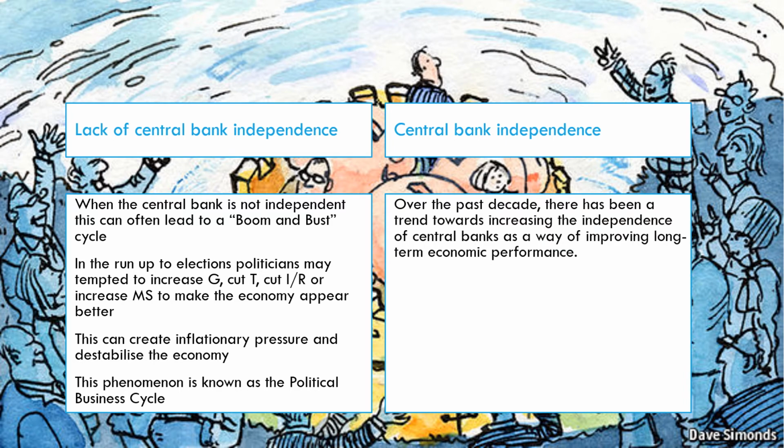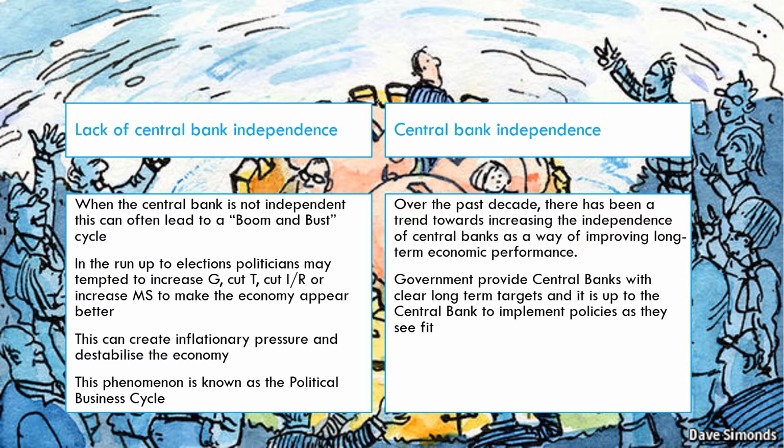When the central bank is independent, this is not necessarily going to happen. And over the past decade, there's definitely been a trend towards increasing the independence of central banks as a way of improving economic performance. How it normally works is the government provides a central bank with a clear long-term target, for example, close to but below 2%, or a 2% inflation target, but it's up to the central bank to implement policies as they see fit. So they don't have to react to elections, they just meet their target, that's their sole purpose. And this operational independence is normally enshrined in law.